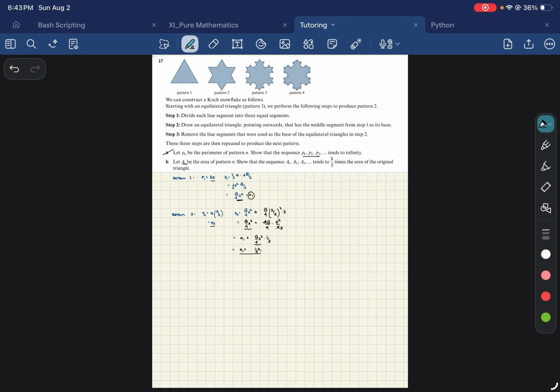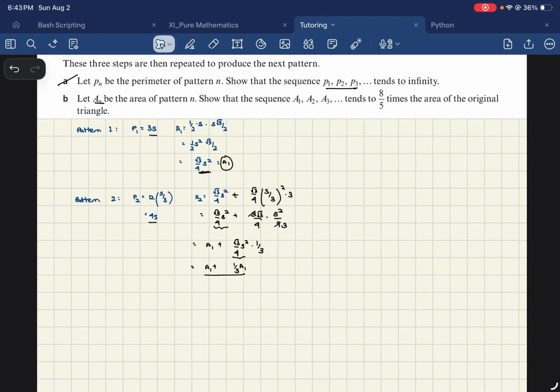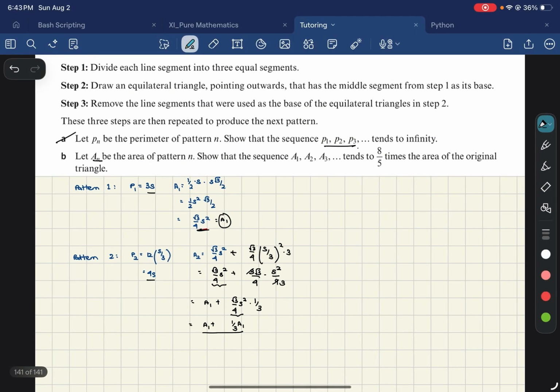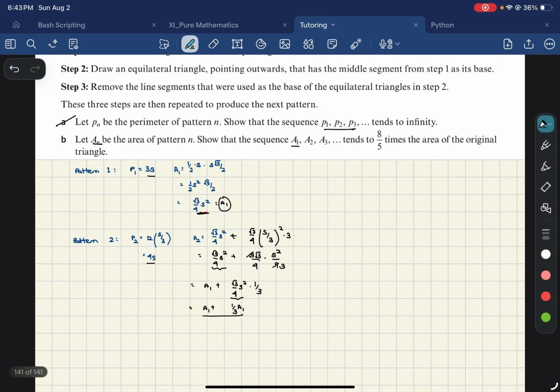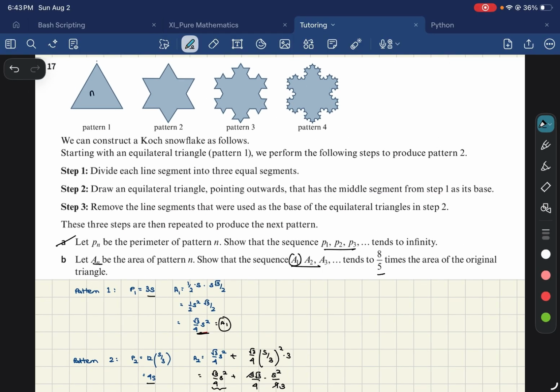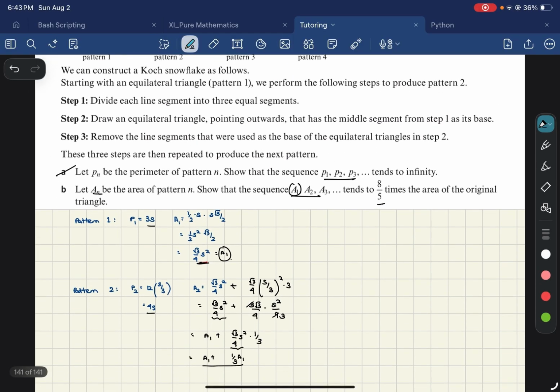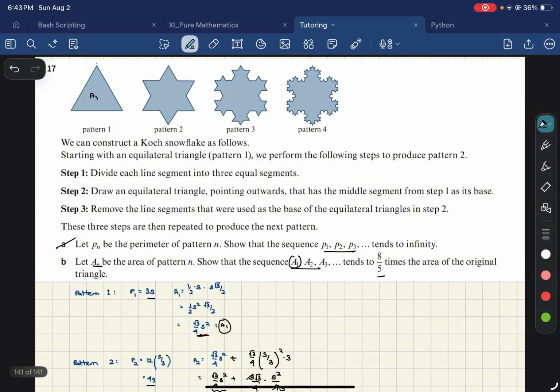All right. So now we are going to figure out part B. We already discussed why the sequence tends to infinity. Now let's just figure out why the areas tend to 8 over 5 of the original area. So this triangle has the area A1, which we already know here, and we have already discussed the area of the first two triangles.